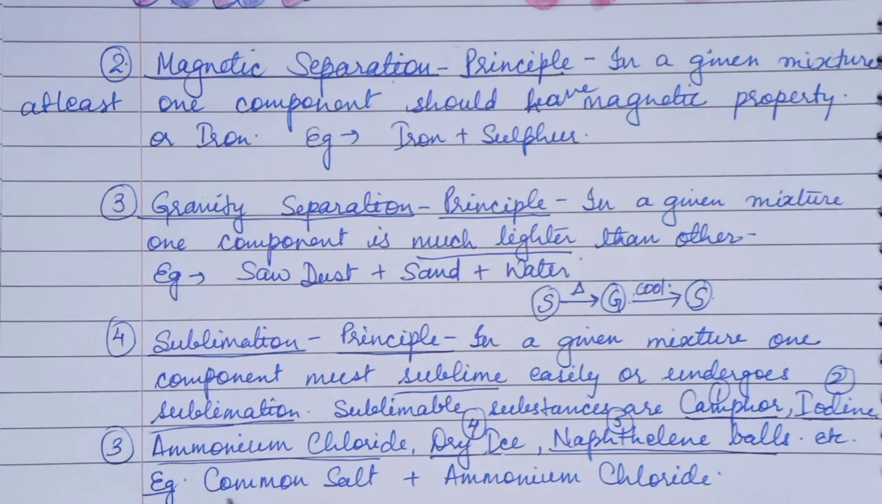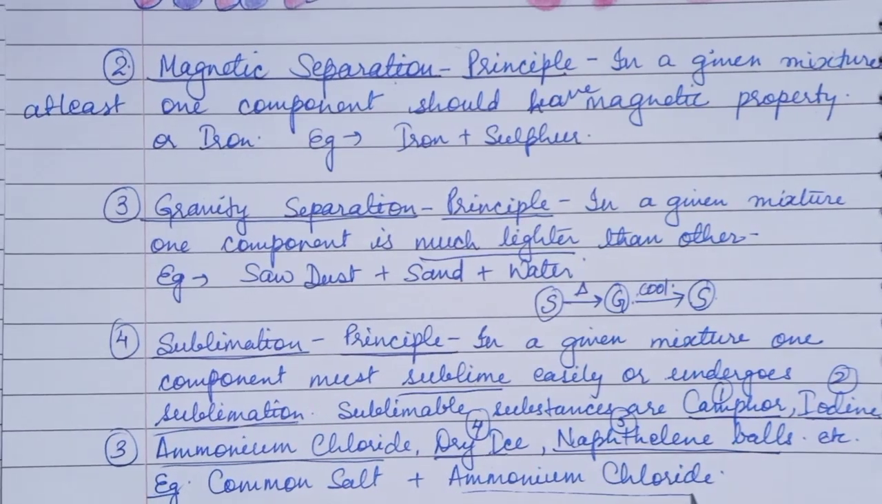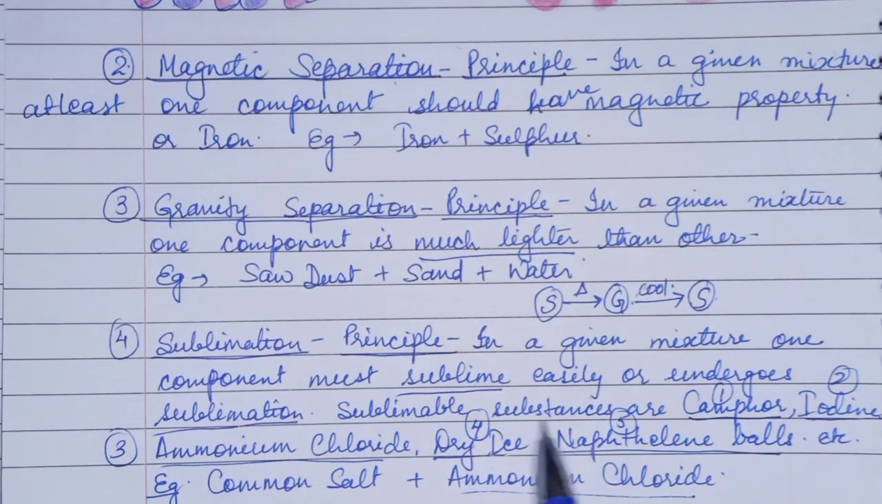Let's take one example of common salt and ammonium chloride. So here ammonium chloride is present. What I said, if any one of these five is present in the mixture, you will write the sublimation process. So ammonium chloride is present here, so the separation technique must be sublimation.